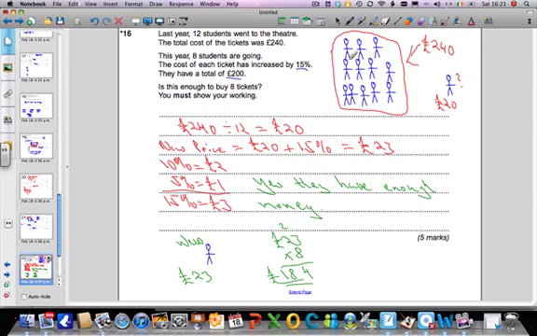And as I said before, it always helps to draw a little picture. Little pictures can really help you visualize the maths.